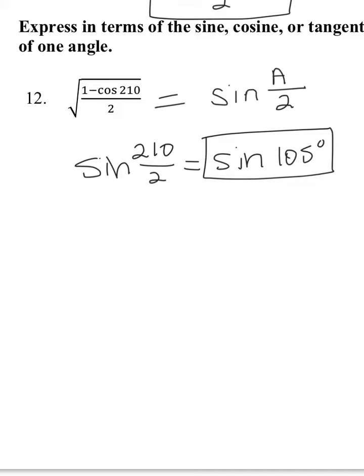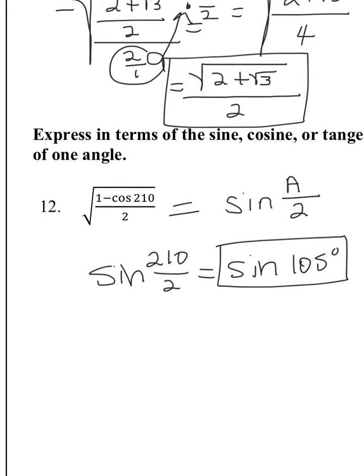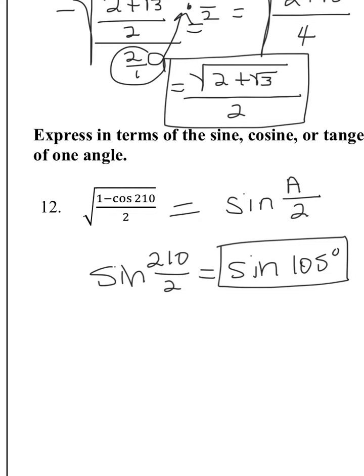Okay, oops, wait a minute. In problem number 11, our final answer here should have been negative, remember, because cosine of 165 degrees is in quadrant 2, and in quadrant 2, cosine is negative. So we need to keep that negative sign in front of our radical. And now we're finished. Good luck, Longhorns.